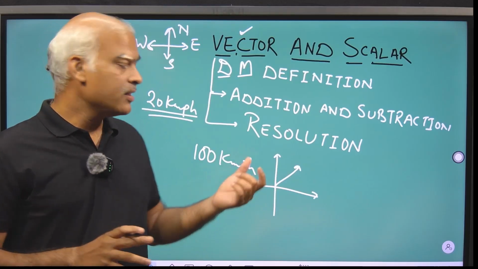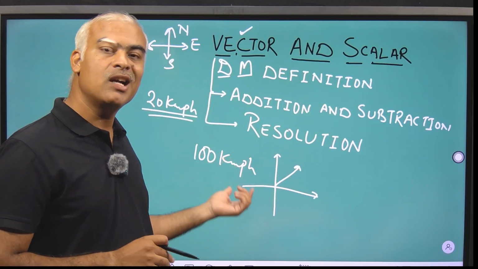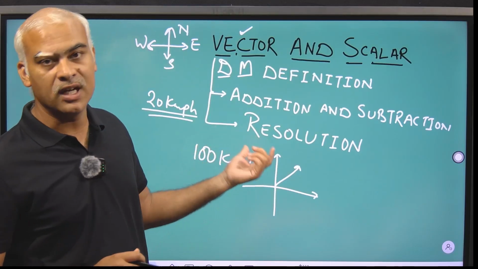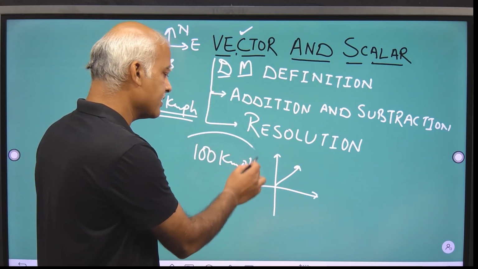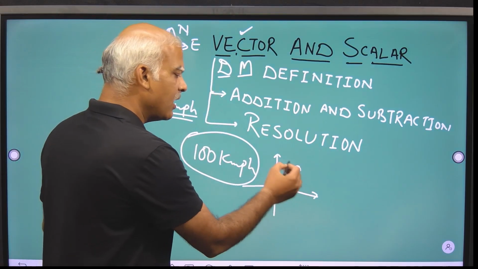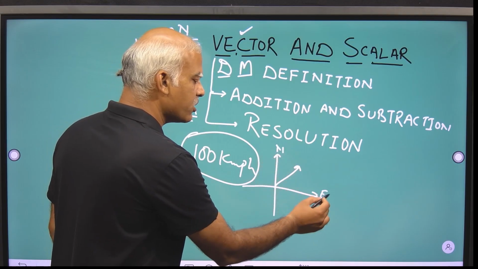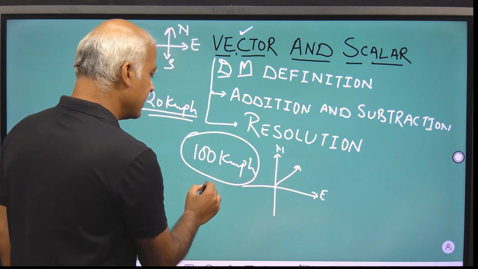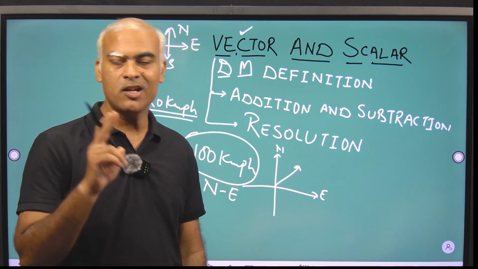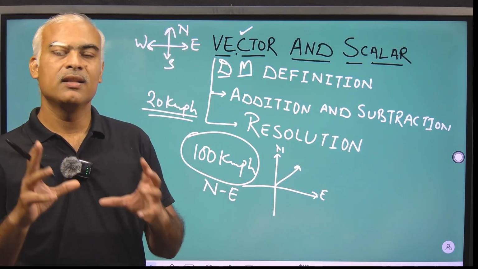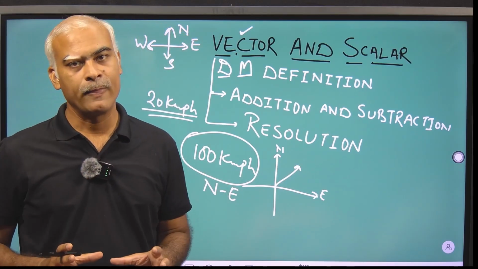So the statement is half correct if I say that an aeroplane is moving with 100 kilometers per hour. I must say that the 100 kilometers per hour is the speed part, that is the magnitude part, and it is moving in the northeast direction. That's why a complete statement says that an aeroplane with 100 kilometers per hour speed and a northeast direction is the velocity of the aeroplane, right?